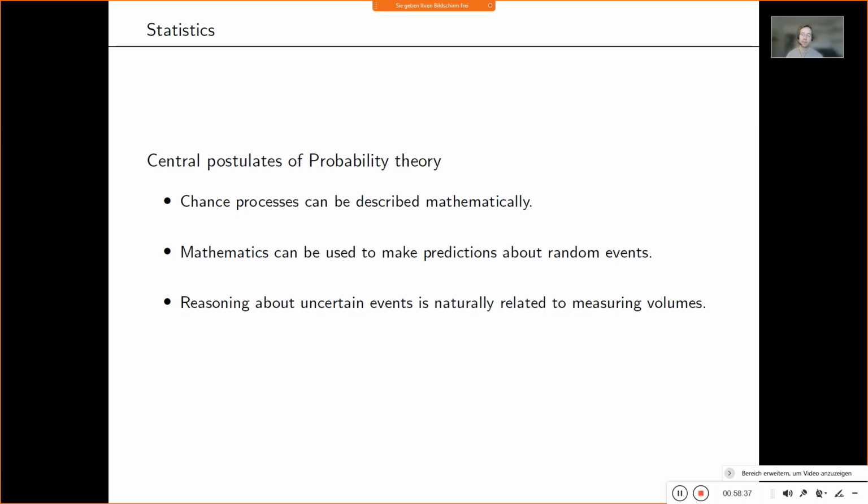And then of course if you go deeper into probability theory, and of course the mathematicians in the audience will know that reasoning about uncertain events is naturally related to measuring volumes. So if you really go into probability theory, you encounter of course measure theory, and then you have this central postulate, and that's where Kolmogorov developed his fundamental idea about probability spaces from, that you relate measure theory and reasoning about uncertain events.